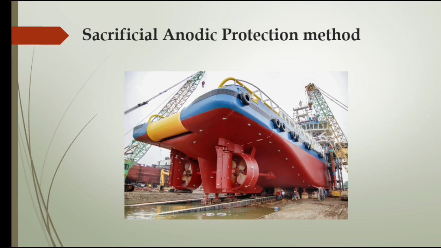See this ship. This is the bottom of the ship. Here, the sacrificial anodes are connected to the ship hull. So the corrosion concentrates only on those active metals, protecting the hull of the ship.